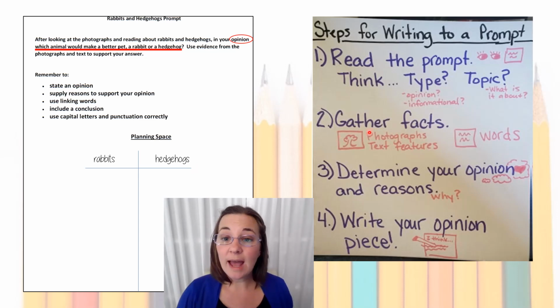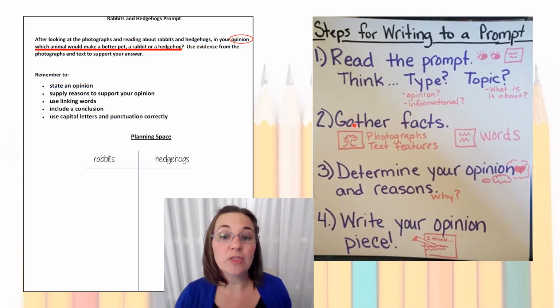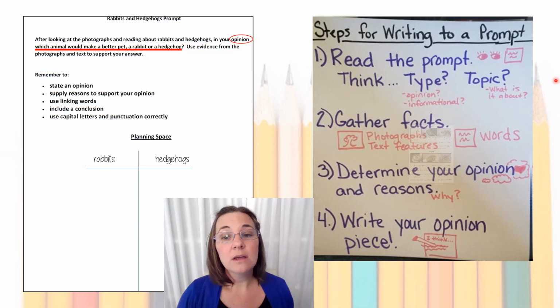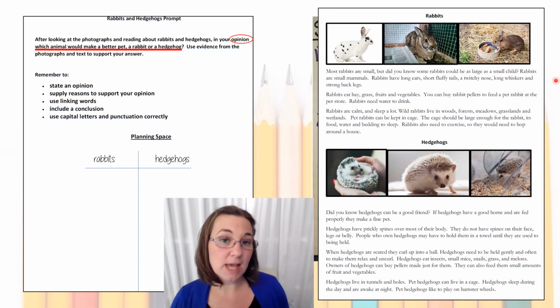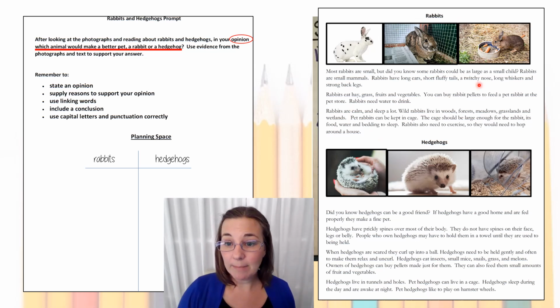All right, so we're going to gather facts. And remember, when we do that, we look at the photographs and text features and the words. We look at both to get our facts. You may have come home with this text. If you didn't, it'll be in the Nearpod. The top is about rabbits and the bottom is about hedgehogs.